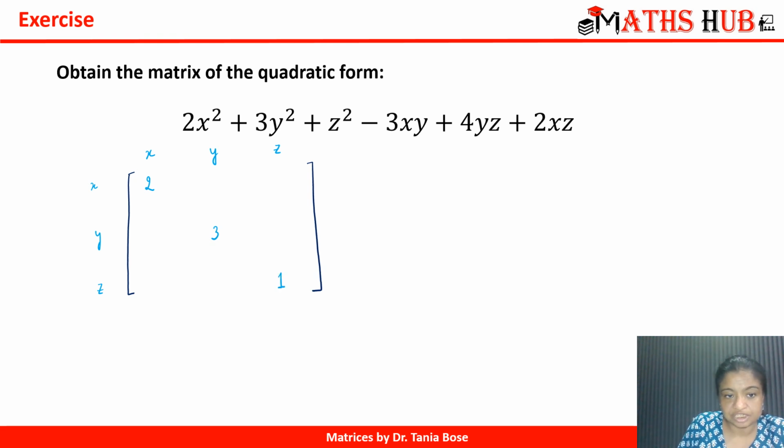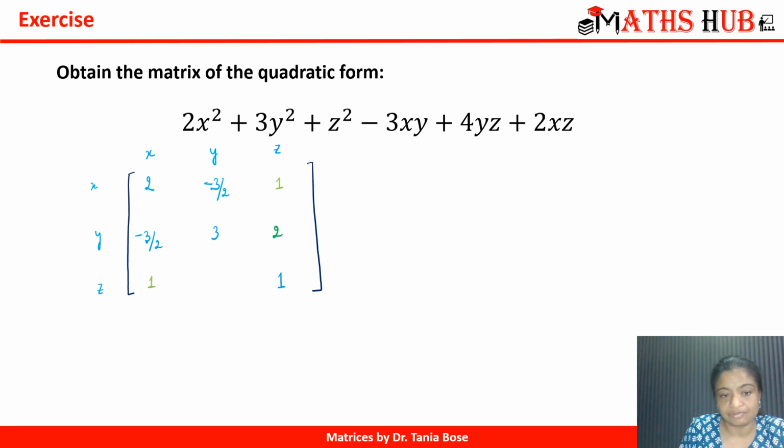Now these two positions are referring to xy. So xy, the coefficient is minus 3. So we will write here minus 3 by 2 and minus 3 by 2. Right? Similarly, these two positions are corresponding to xz, and the coefficient of xz is 2. So we will take half of it. So we will write here 1. And then lastly, we have the positions of yz. So the yz coefficient is 4.